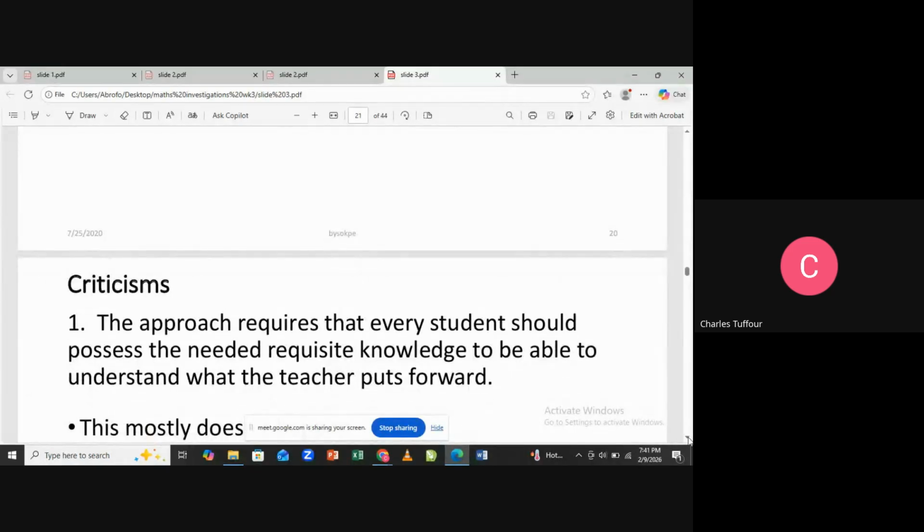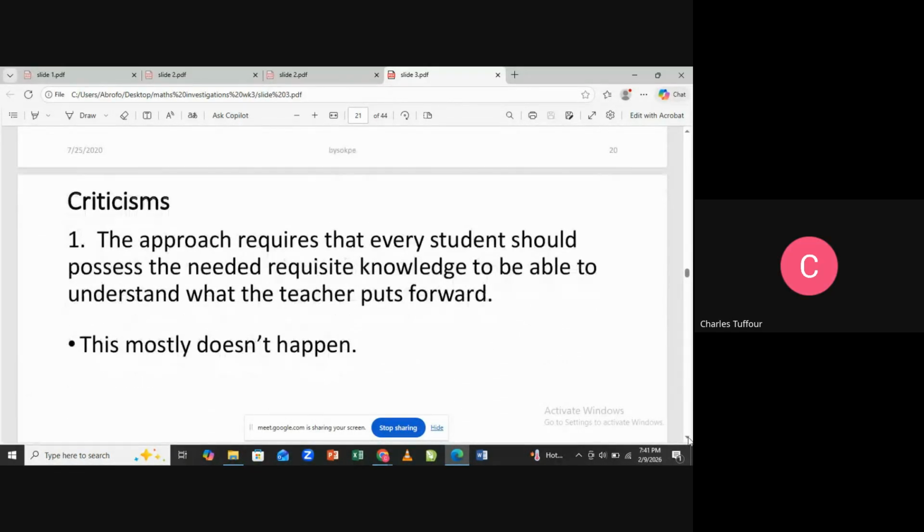The first one: the approach requires that every student should possess the needed requisite knowledge to be able to understand what the teacher puts forward. It is true. Remember, the teacher will take them through, and having understood, they solve it on their own. So it means that every child must understand. Otherwise, that student or child can never solve the task or the problem ahead. And it is a problem.